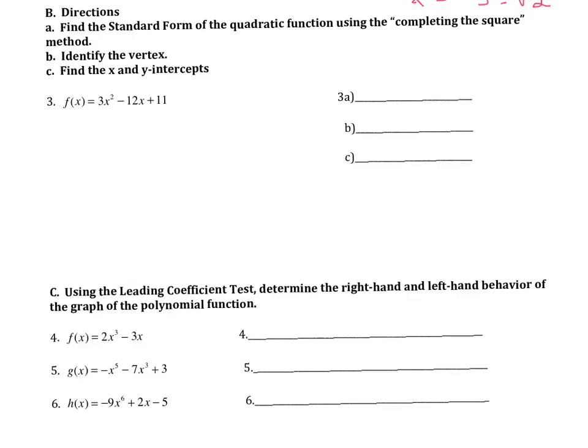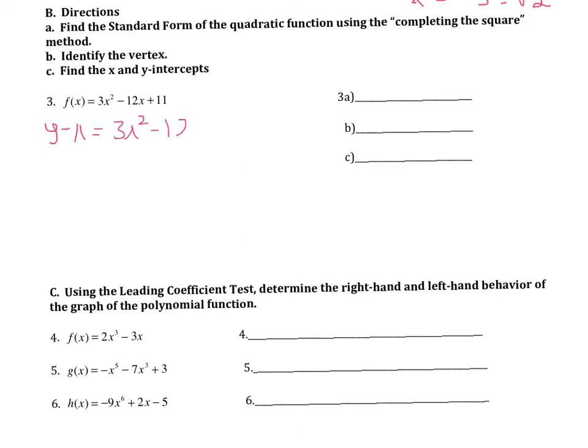For number 3, we want to take an equation in quadratic form and write it in standard form, which also is the same as vertex form. So the first thing I'm going to do is take the 11 and subtract it to the other side. And I'm just going to turn an f of x into y so it's easier to write.